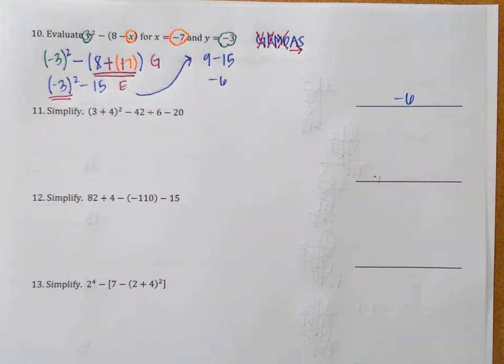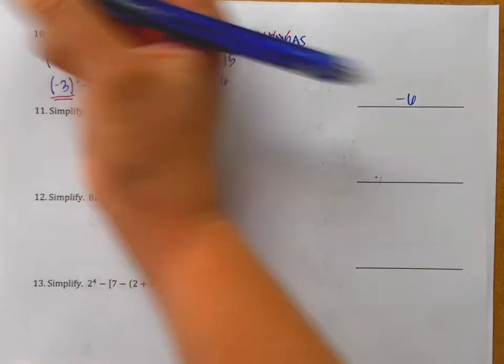Okay, so we're going to move on. 11 through 15 are all order of operations problems, so we're going to be using GEMDAS. I'm going to start by writing GEMDAS up here for 11.